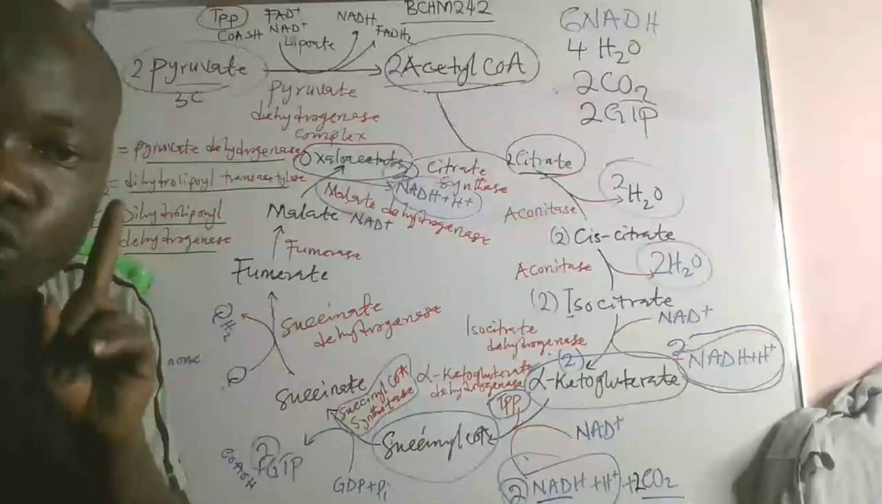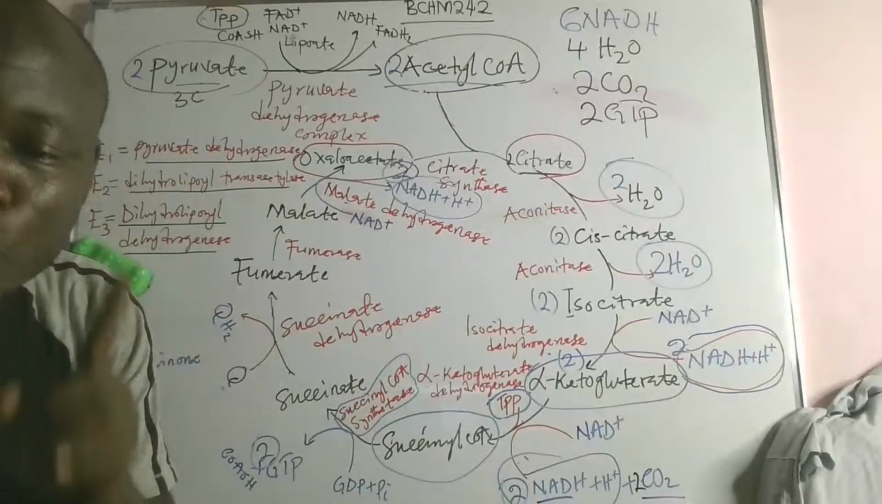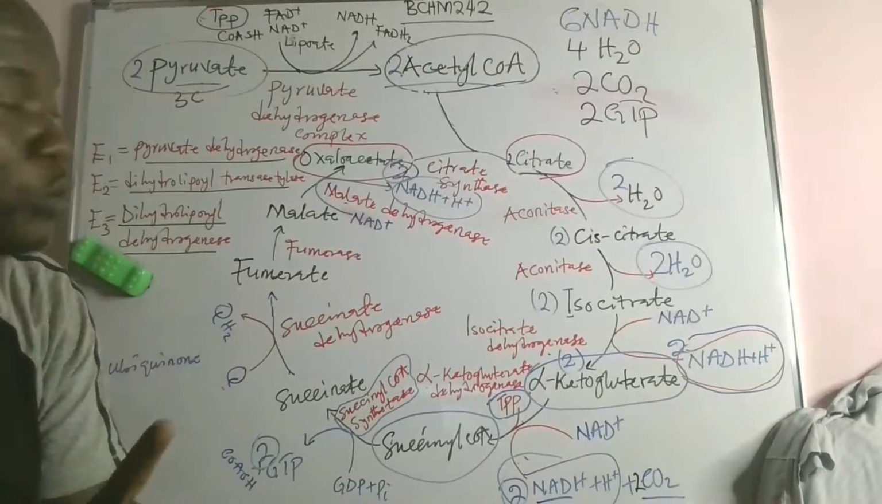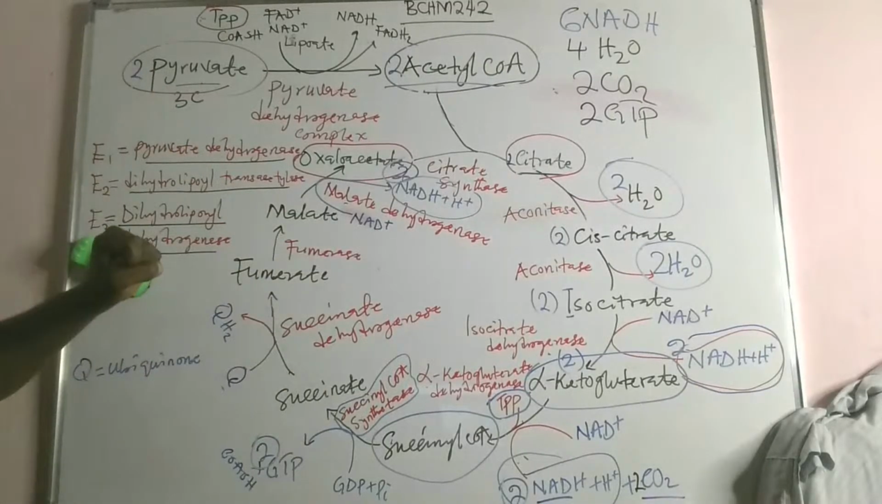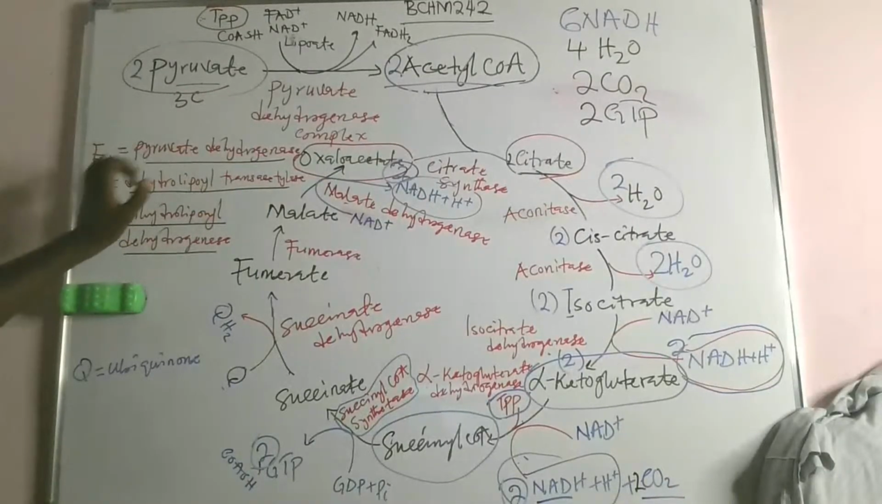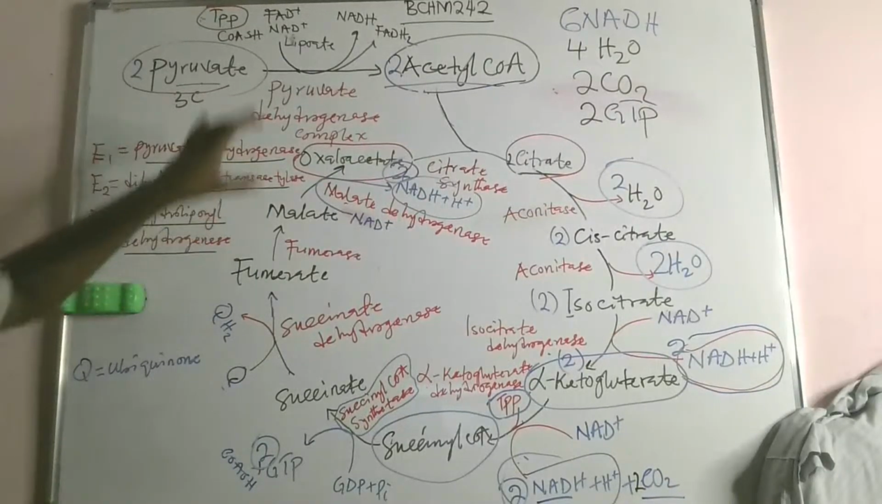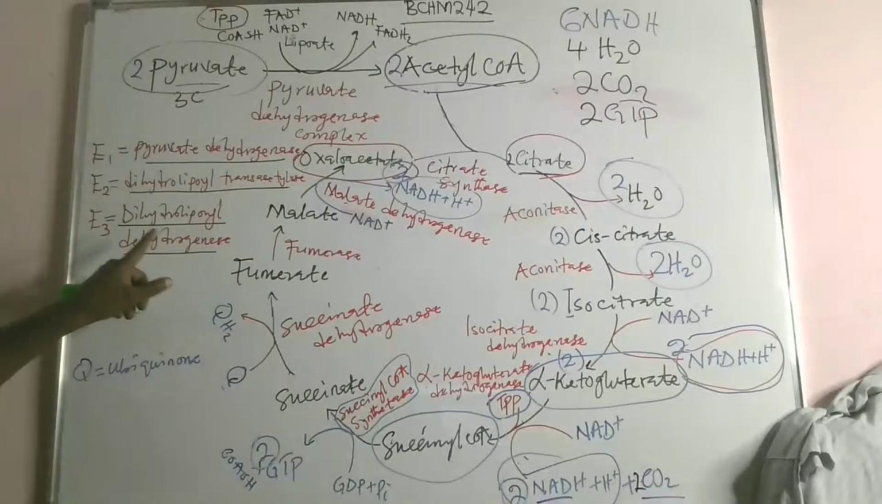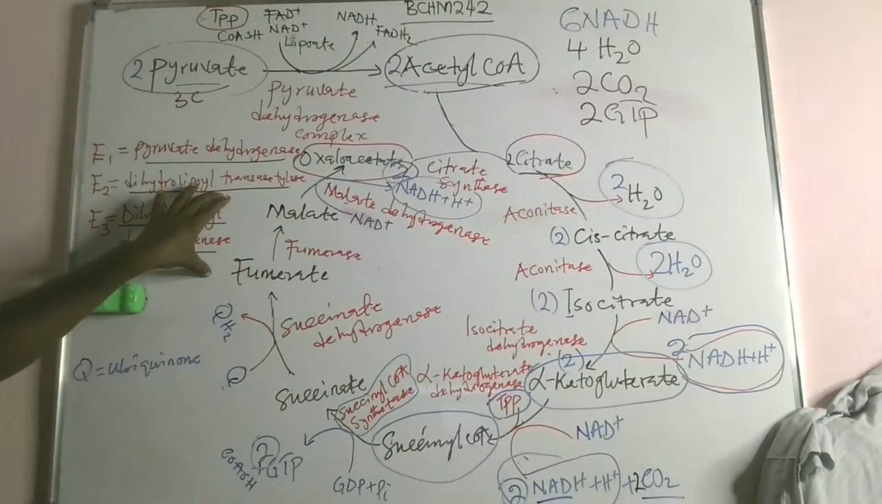Promise, it is 6 NADH, not 12. You can revisit the video. And this complex includes three enzymes: E1, E2, E3. So this complex includes pyruvate dehydrogenase, dihydrolipoyl transacetylase, and dihydrolipoyl dehydrogenase.